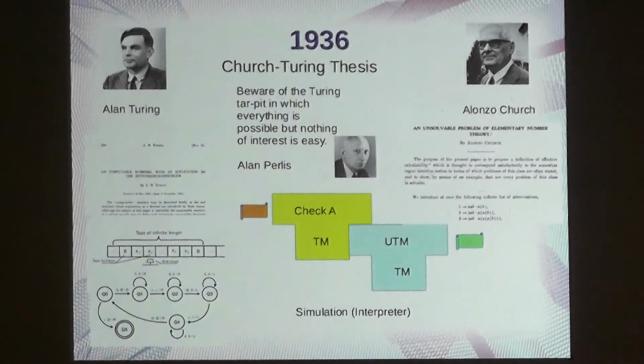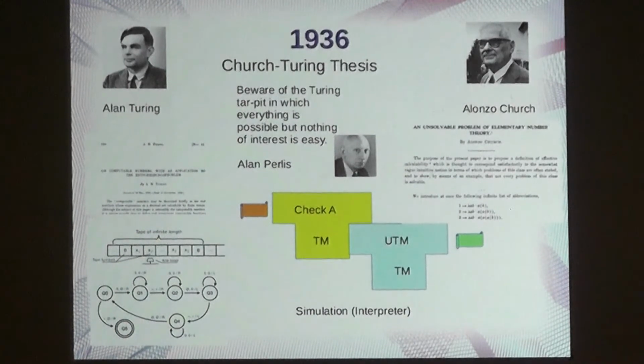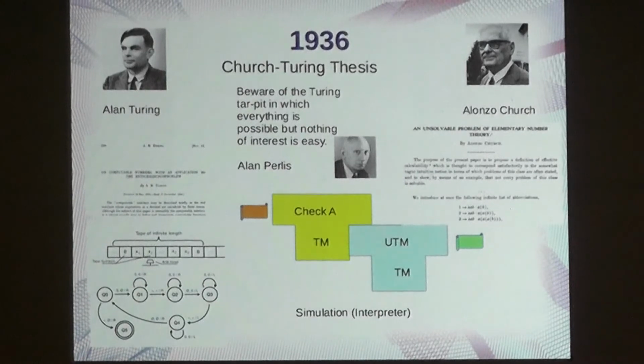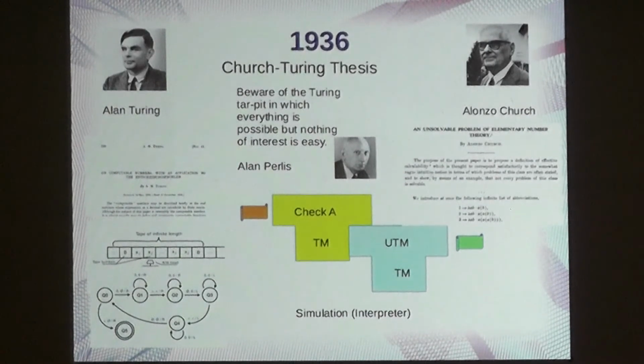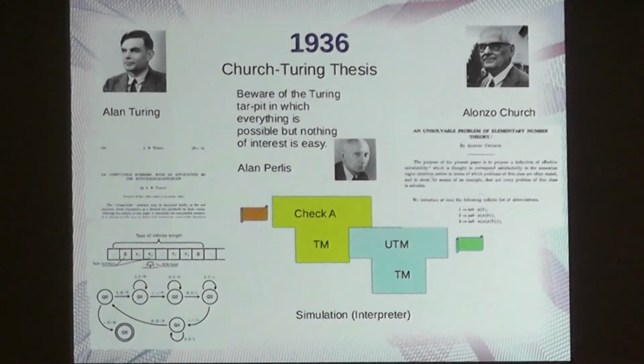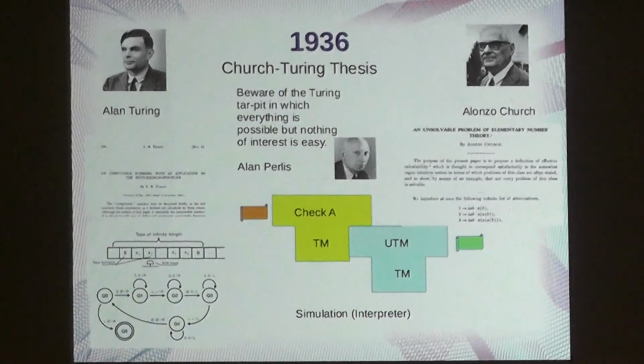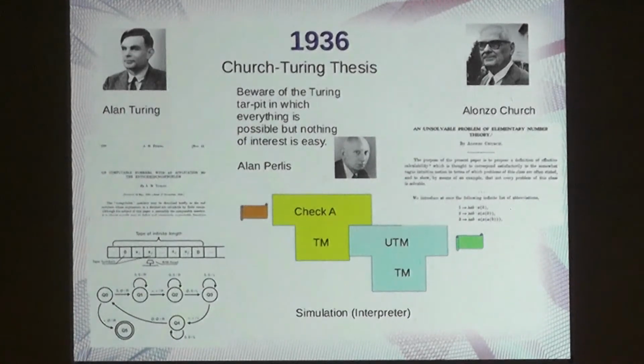So Alan Perlis says for you to beware of the Turing tar pit, where just because all computational models are equivalent, I'll choose any one of them. Let me just give you an example with the simulation, the interpreter. So this combination gives you the exact same result as just the yellow Turing machine would, right?